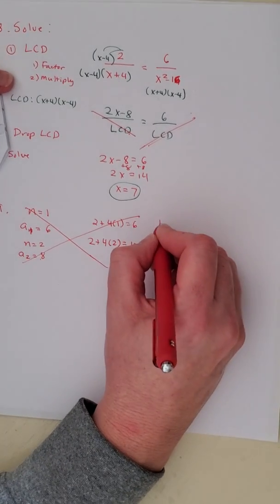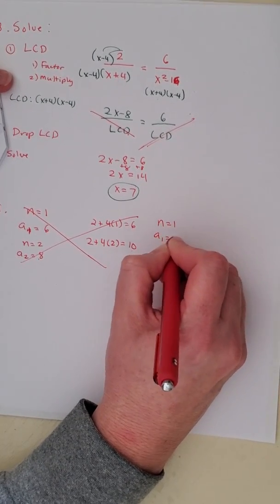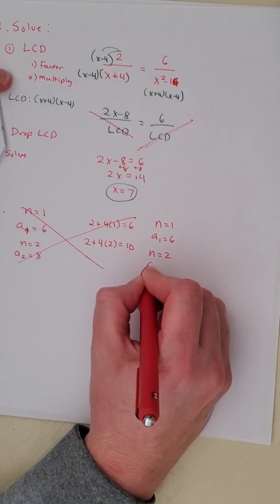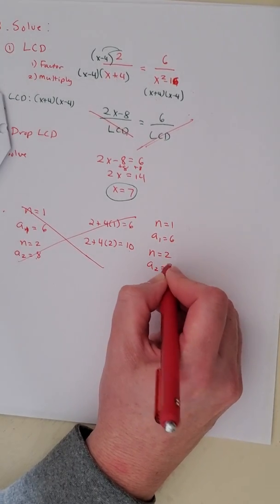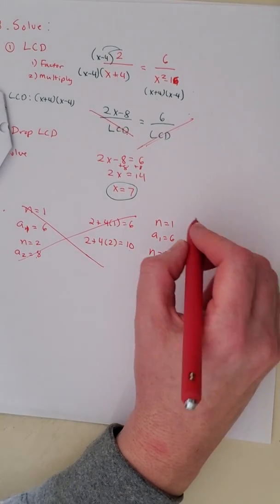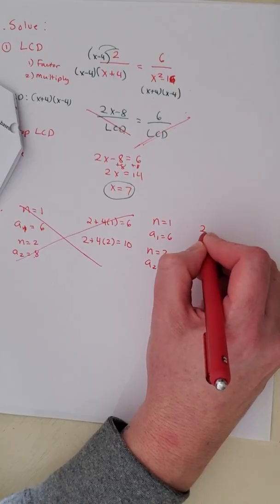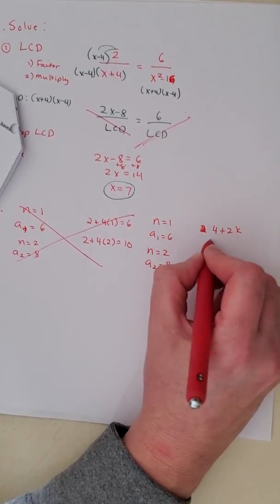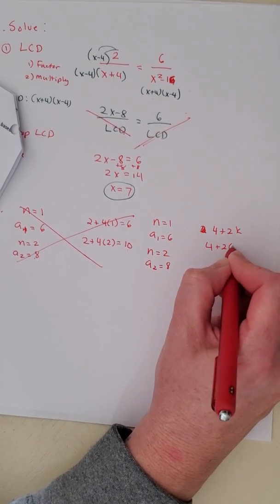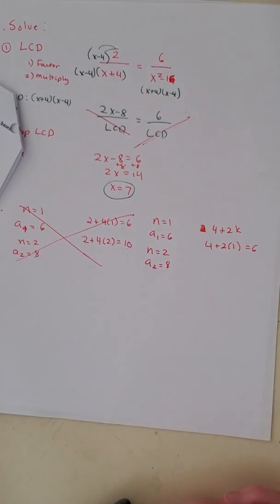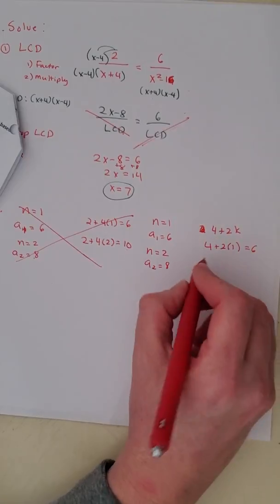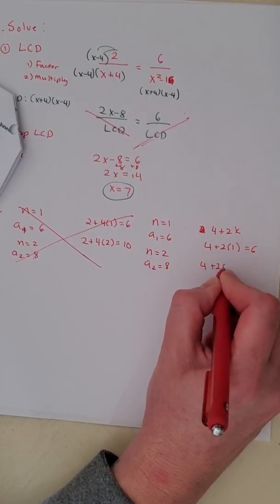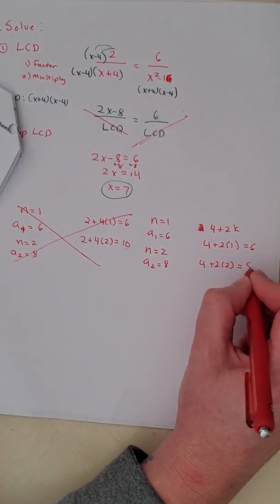Let's try the next function. When n is 1, a1 should be 6. When n is 2, a2 should be 8. So I'll plug it into 4 plus 2k. This is on B, right? So 4 plus 2 times 1, it does equal 6. When we try it for the next value, 4 plus 2 times 2, it does equal 8.